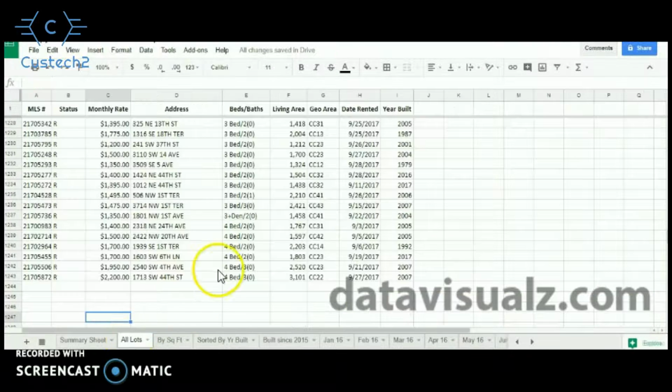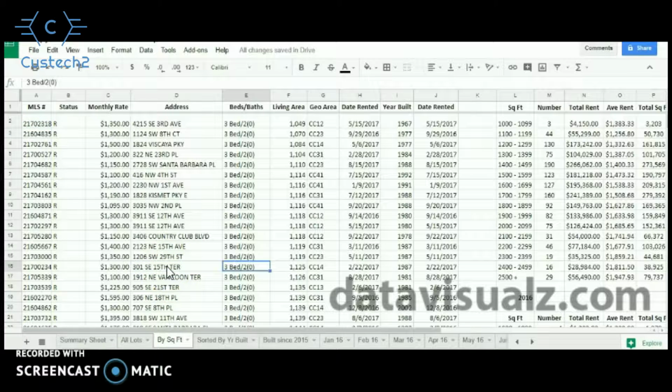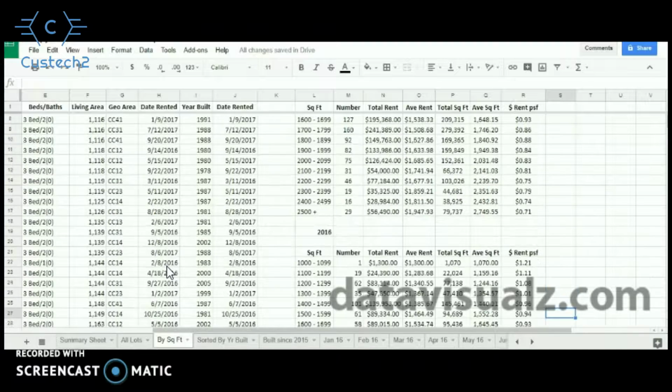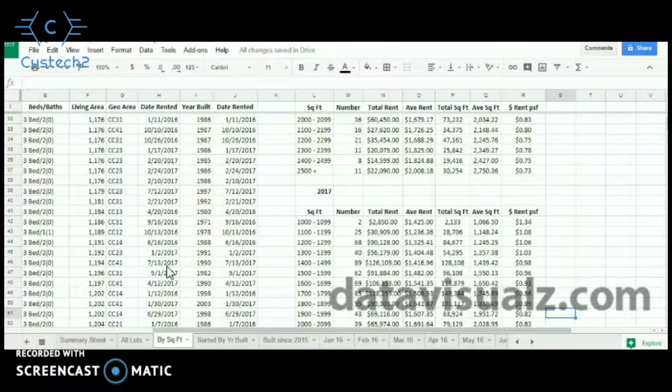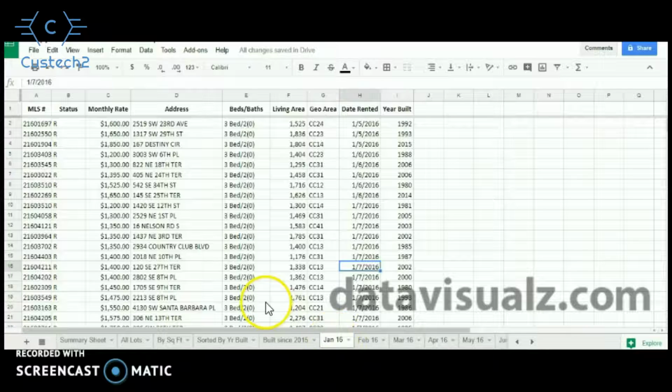It has a number of tabs. This is with the MLS number, all the houses that are being rented. This data is organized by square feet. You can see 1000 to 1099 square feet, rent per square feet for 2016 and 2017. Similarly, it's sorted by year built since 2015, and then these are monthly data. So you can see that all the data has been extracted and transformed into tables with different metrics.